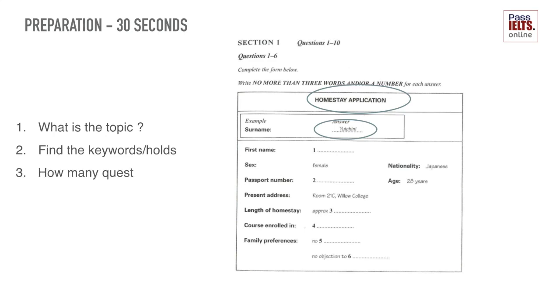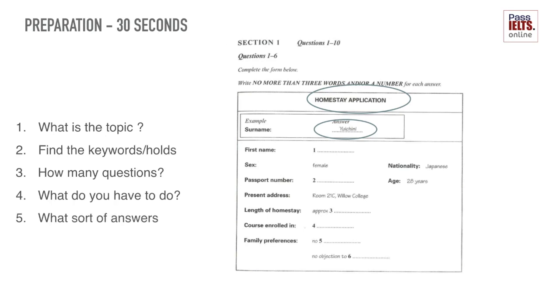Number 3 is simple. You need to know how many questions there are. So again, if you look at the example, you can see there are 6 questions. Fourthly, you should have a quick look at what you have to do. What sort of questions are there? In this example, it's filling in a form, filling in the gaps with words from the recording.